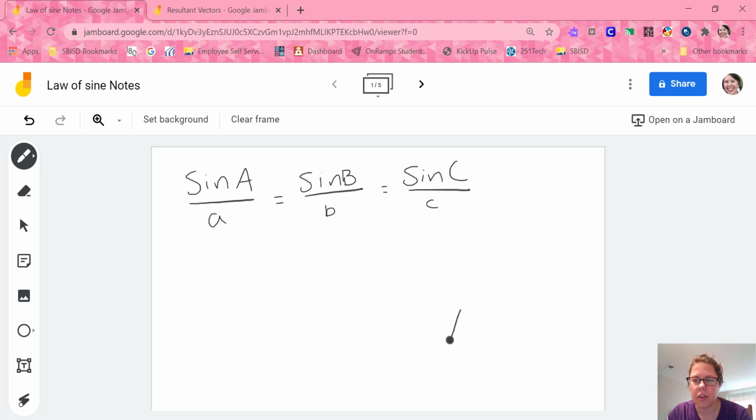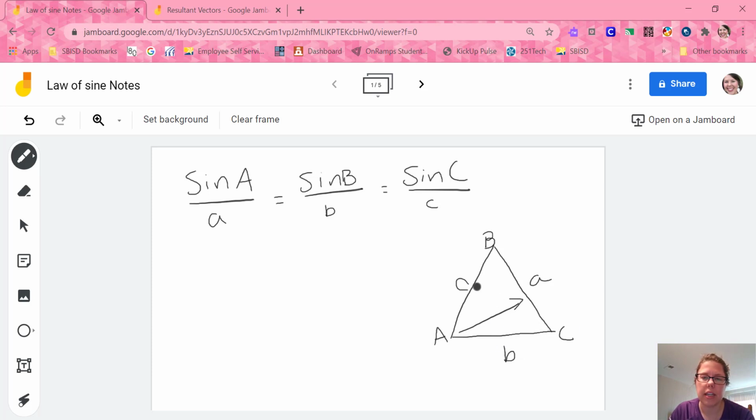lowercase c. And so what's happening here is we have angle A, angle B, angle C. Those are my capital letters. And the side that's across from that angle is its matching side. So angle B and side B, angle C and side length C. That's how our triangle is labeled for all of these problems today. We're finding side lengths and angle measures using law of sines.